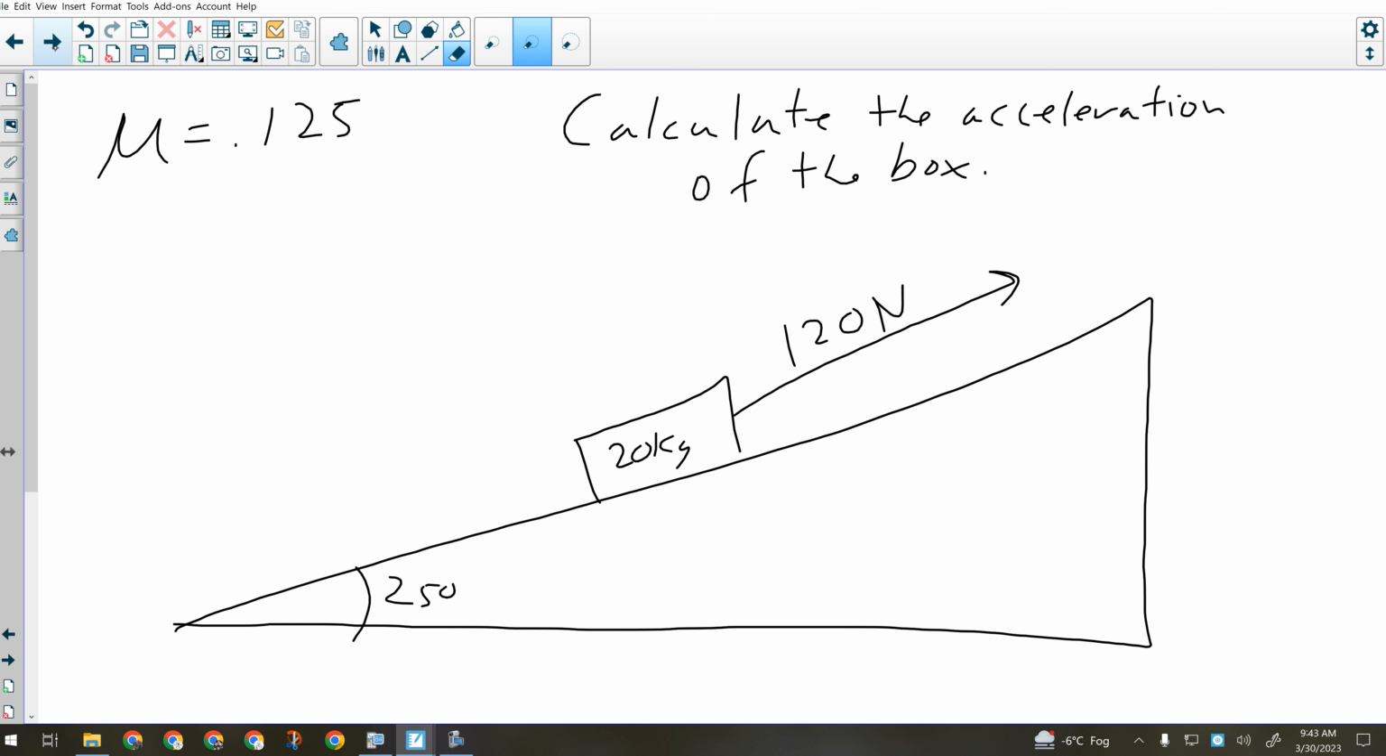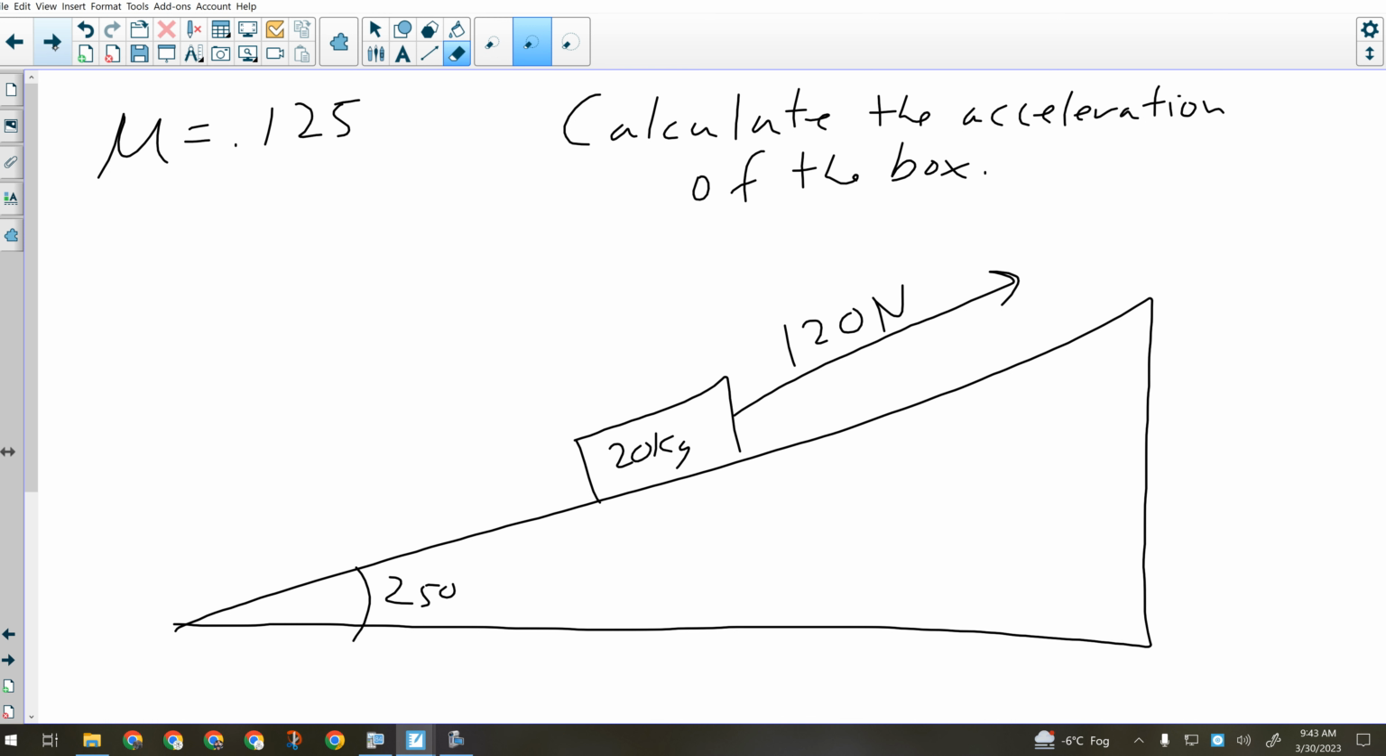Oh, sorry, no. I gave you the wrong situation. I'm pulling it up the ramp. Pulling the box up the ramp. So yes, this would be my applied force up the ramp. 120 newtons of applied force up the ramp.